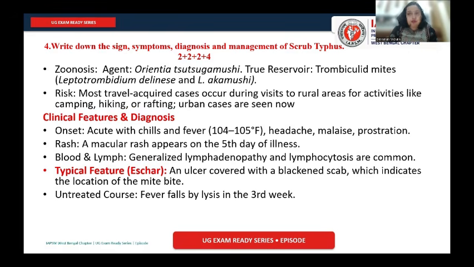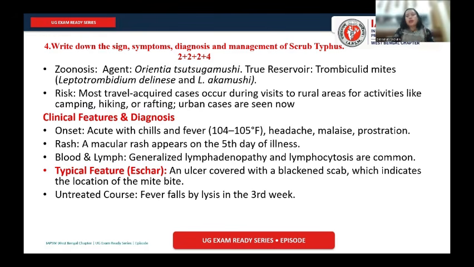Coming to question 4 of paper 1, which tells us to write about the sign, symptom, diagnosis, and management of scrub typhus. Scrub typhus, as we know, is a zoonosis where the agent is Orientia tsutsugamushi. Earlier, it was known as Rickettsia tsutsugamushi. The reservoir is trombiculid mite. Suddenly, we have seen that the cases have increased a lot, a lot of cases of scrub typhus we are getting. The at-risk people are people who go for camping, hiking, or rafting.